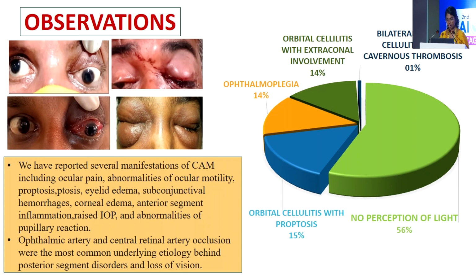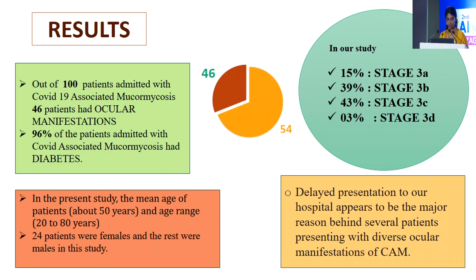vision. We have reported that 56% of patients presented with no perception of light, 15% with orbital cellulitis with proptosis, 14% with ophthalmoplegia, 14% with orbital cellulitis with extraocular involvement, and 1% with bilateral orbital cellulitis with cavernous sinus thrombosis. Results: out of 100 patients admitted with CAM, 46 patients had ocular manifestations and 96% with CAM had diabetes.